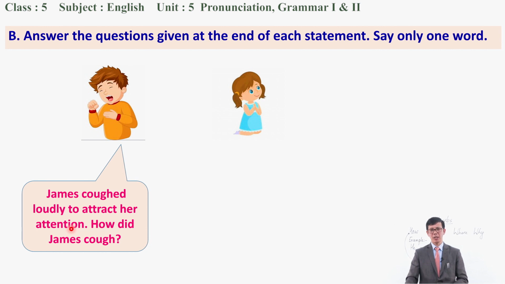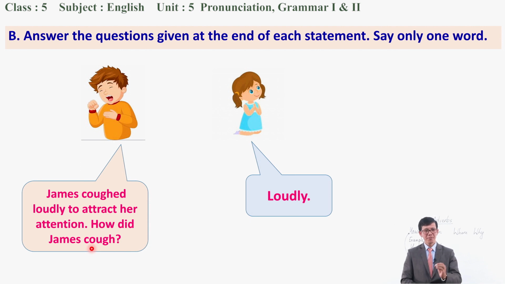Okay. Look here. James scoffed loudly to attract her attention. Okay. What is the last word? James scoffed loudly. Look here. This is the what? Adverb. Okay. James scoffed loudly. Why? To attract her attention. Okay. How did James scoff? How did James scoff? Good. Yes, loudly. Okay. That is the adverb. You know very well. James scoffed loudly because scoffed is a verb. And that verb is described by the adverb, loudly. Okay. James scoffed loudly. Loudly.